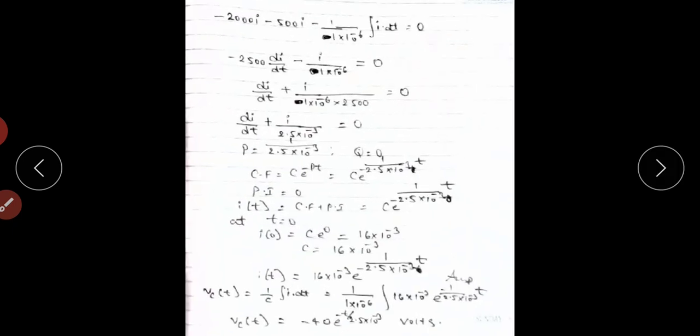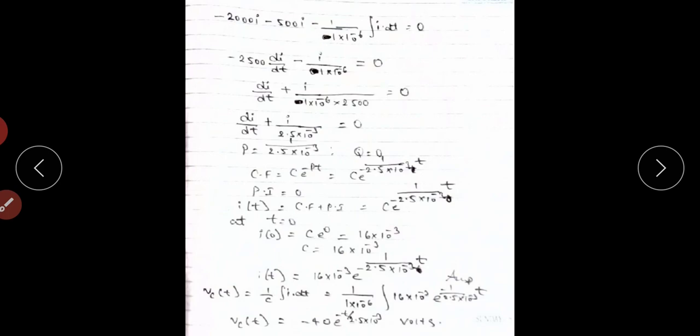Here the capacitance value is 1 microfarad, not 0.1. This is 1 microfarad, so 1 by 1 into 10 to the power of minus 6 integral I into dt. So the equation is minus 2000 into I minus 500 into I minus 1 by C integral I into dt. Here the value is 1 microfarad, and micro means 10 to the power of minus 6.